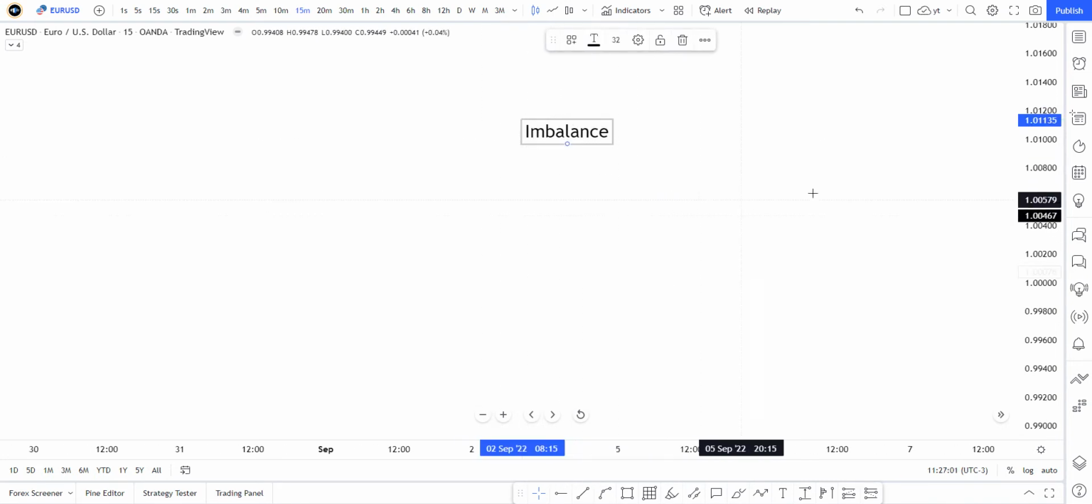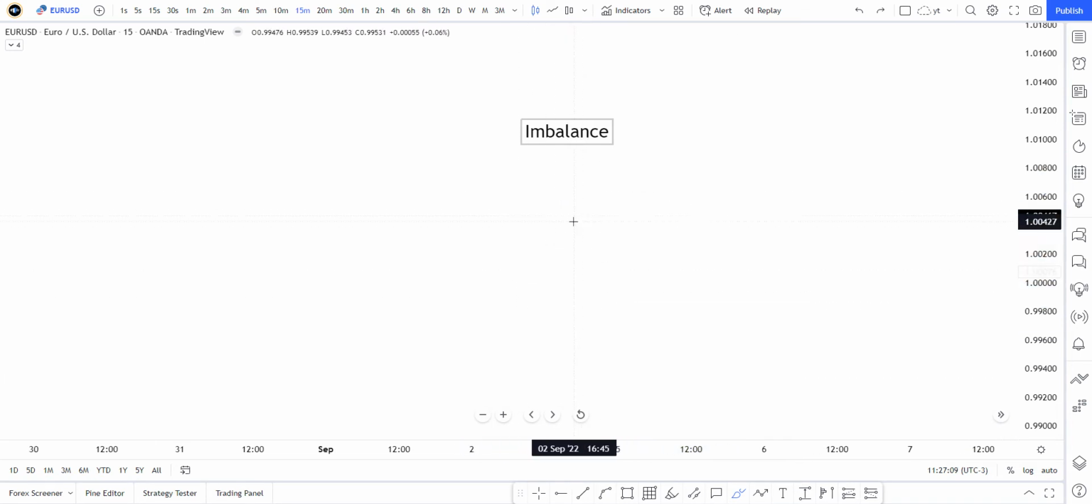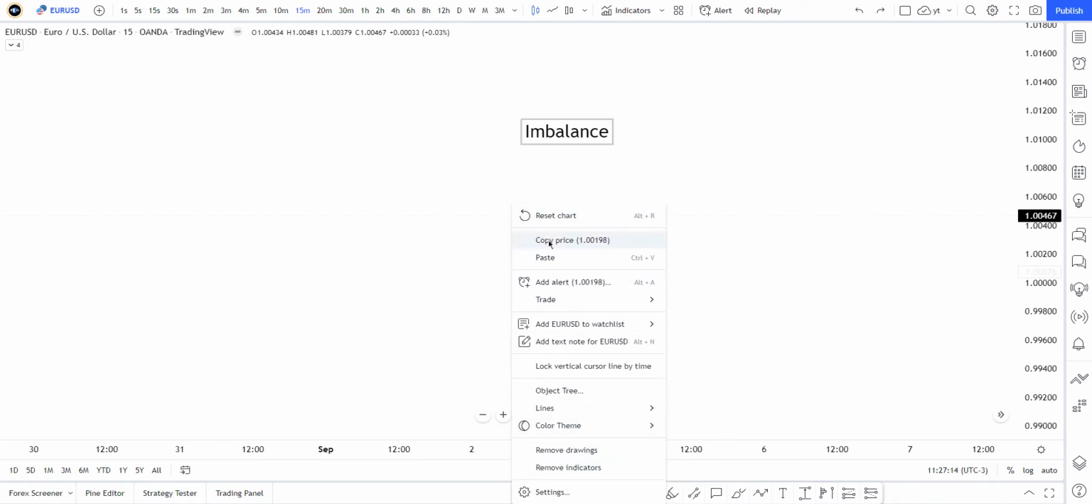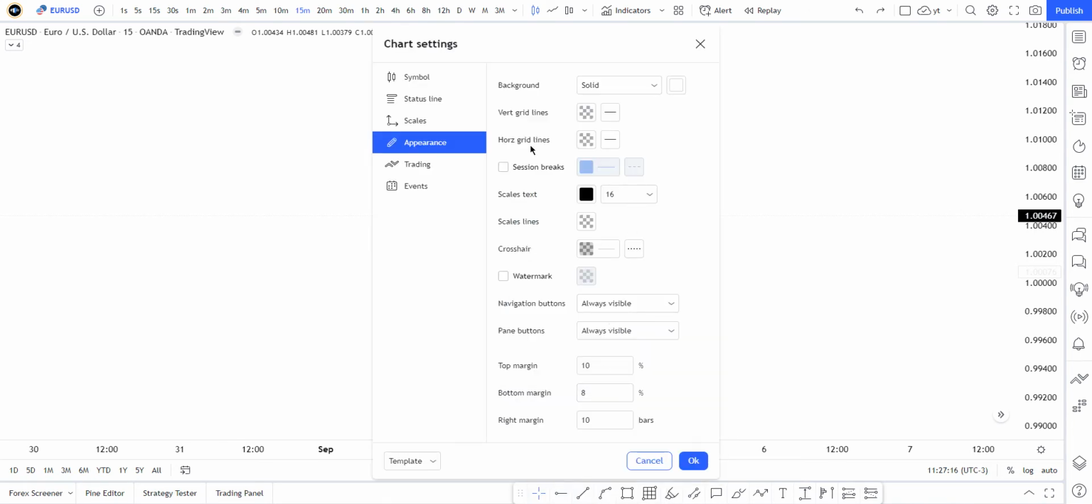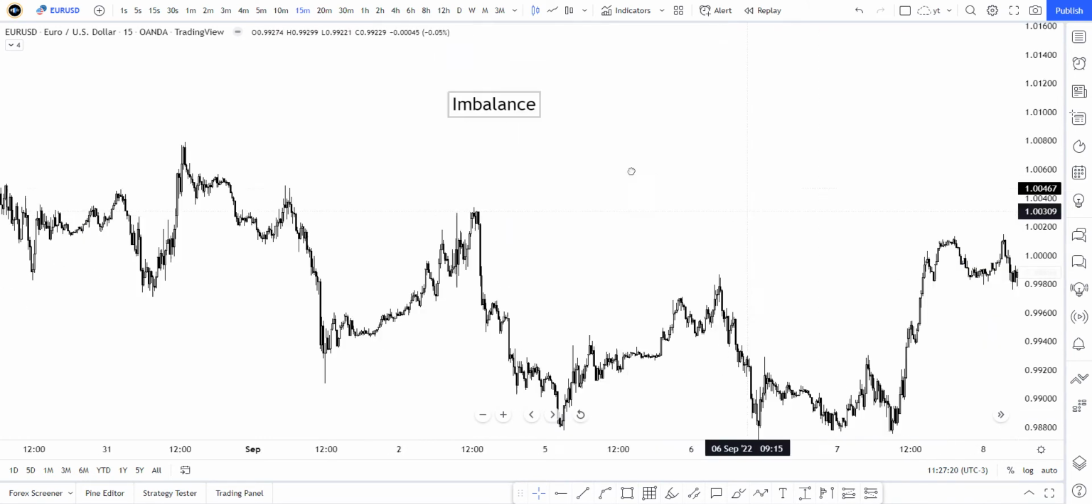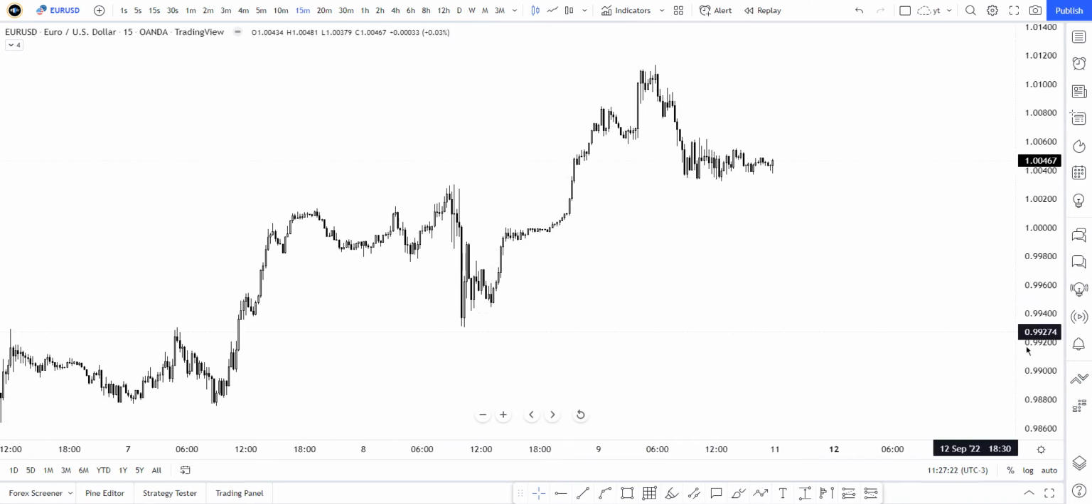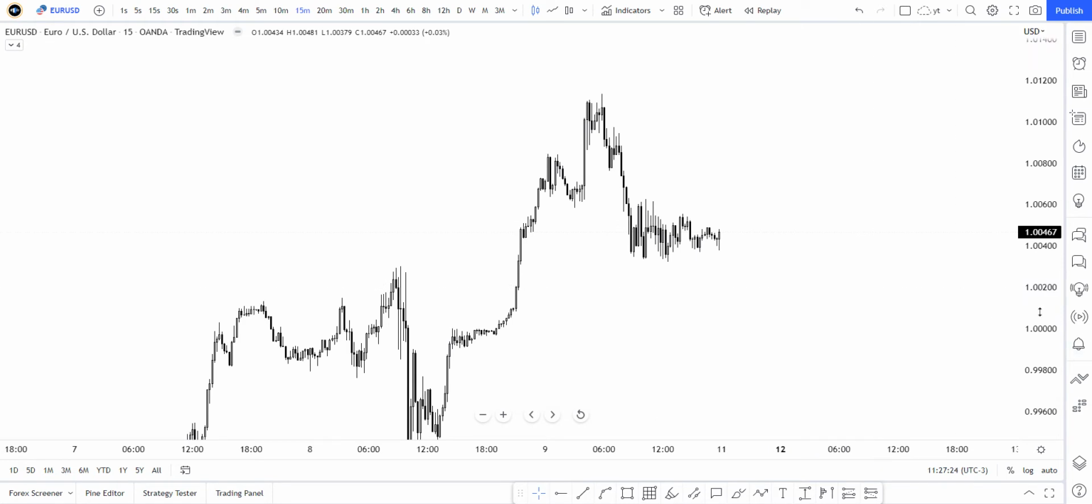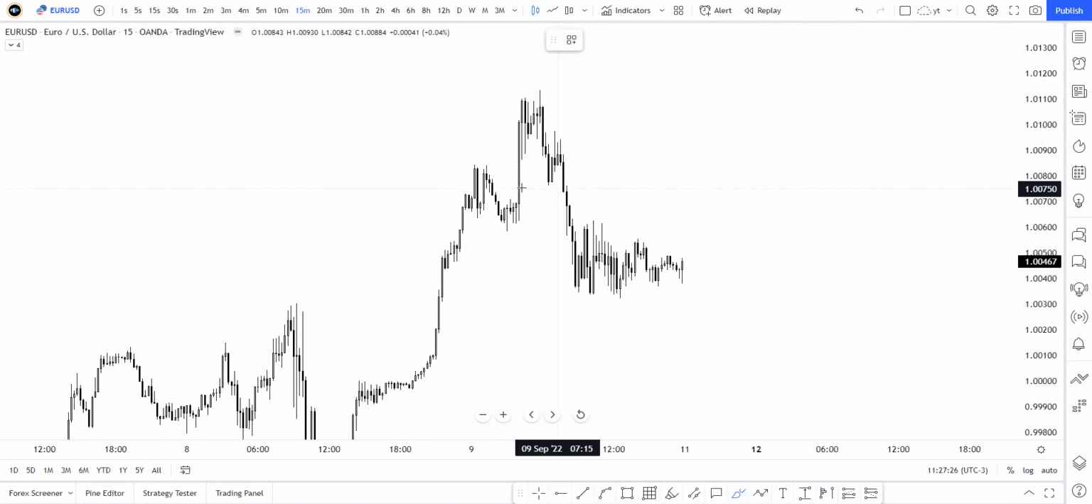So first of all, I'm going to start off with explaining what imbalance is. So listen carefully. Imbalance, like its own name, is something that has a gap in it. So if I just turn on my charts right now, let me go to settings and have the chart right here.